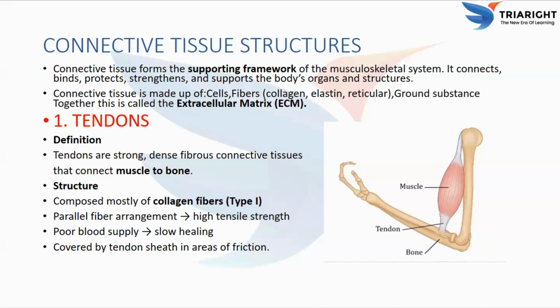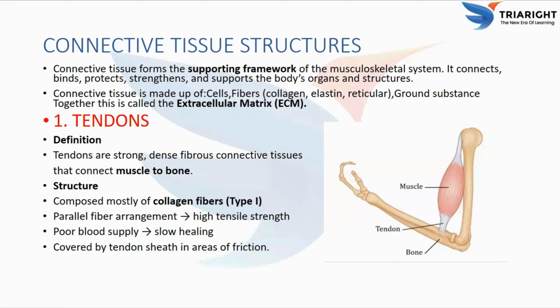It is arranged in a parallel fiber arrangement, nothing but the fibers run in the same direction. Parallel is nothing but same, right? So this gives tendons very high tensile strength. They can handle pulling forces when muscles contract. They have a poor blood supply. Tendons don't get much blood, so they heal slowly after an injury.